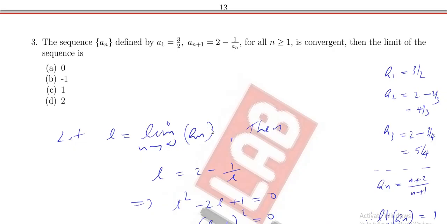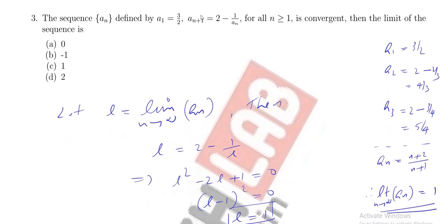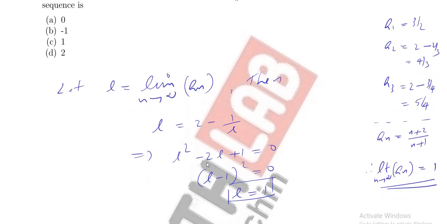A sequence is given, and it's a recursive sequence. An plus 1 is equal to 2 minus 1 by an, and the first term is 3 by 2. It's given that it's convergent. So what is the limit? We can assume that L is the limit of the sequence, and you substitute L here. As n tends to infinity, it becomes L is equal to 2 minus 1 by L, and when you solve it, you will get L square minus 2L plus 1 is equal to 0. That's L minus 1 whole square equal to 0. So L is equal to 1. So that is one way of doing it. So the limit is going to be 1.